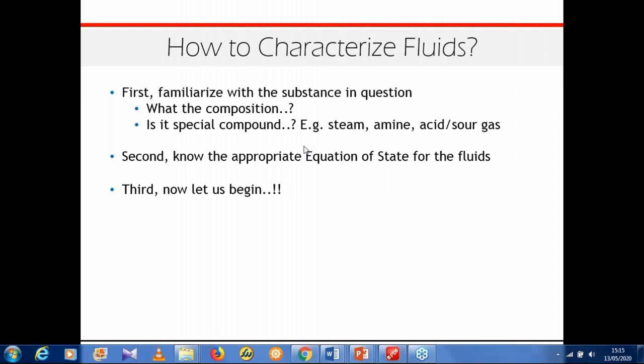Gases that contain sulfur, you understand, in them. Alright, so now the level of sweetness, when I say sweetness, I'm talking about the amount of sulfur in the fluid. If the fluid has a little sulfur in it, it's described as sweet crude. But if it has a large quantity of sulfur in it, it is described as sour crude.